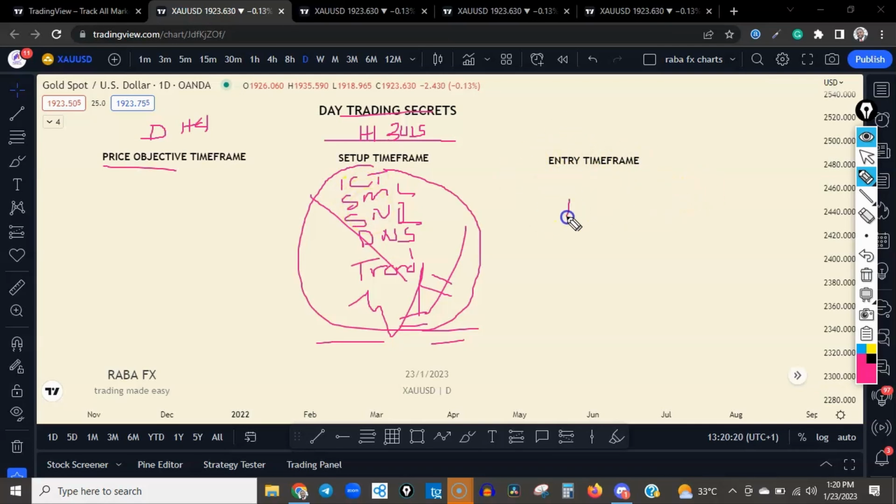Now for entry, we'll be looking at 15 minutes or 5 minutes, 15 minutes, 5 minutes or below. You can use 1 minute entry, it doesn't matter. What matters is you understanding your top-down analysis from the price objective down to the what? Entry level. So I'm going to show you an example on gold.